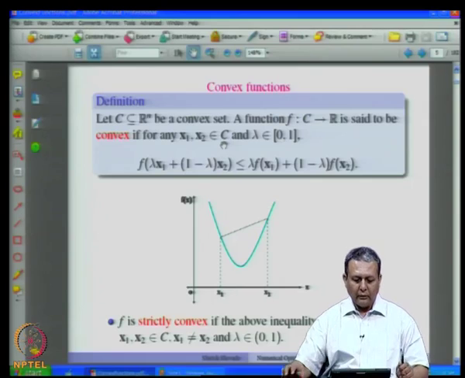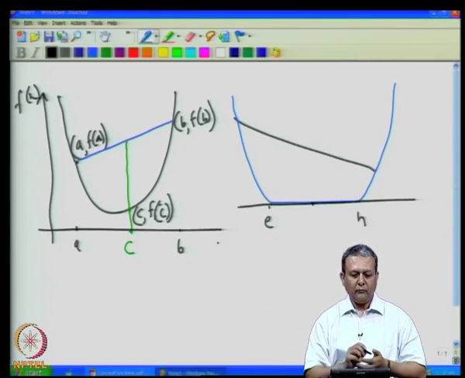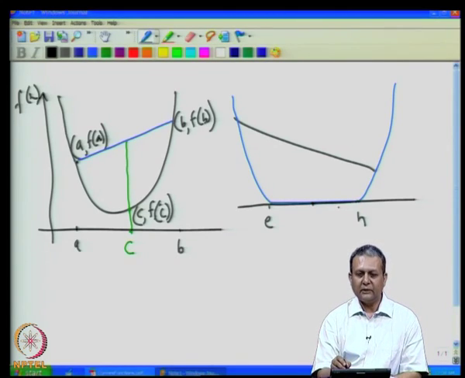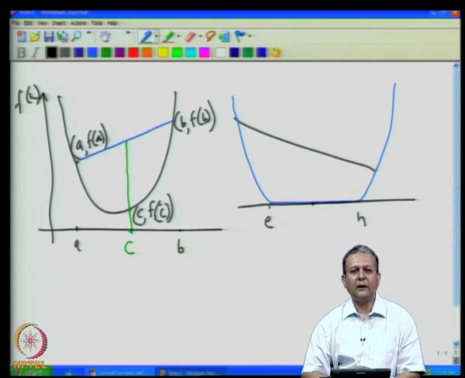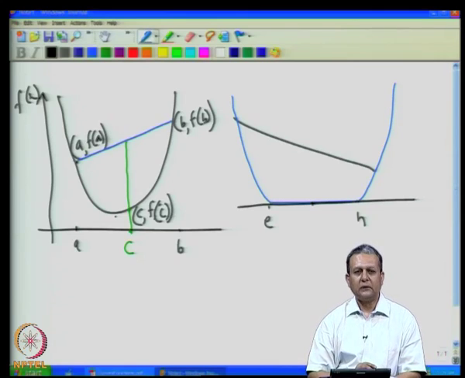Now, if you look at our old figures, you will see that this function is strictly convex, while this function is not strictly convex, because there do exist some points where the inequality does not hold strictly. So, the equality holds in that definition. That is why this function is not strictly convex, while this function is strictly convex.